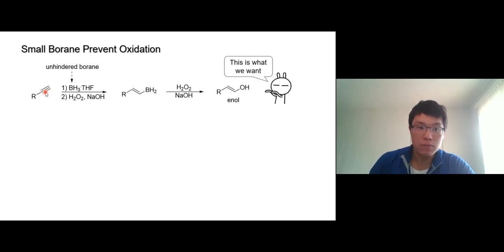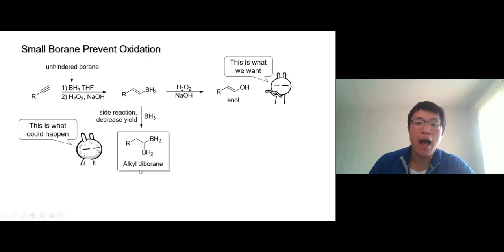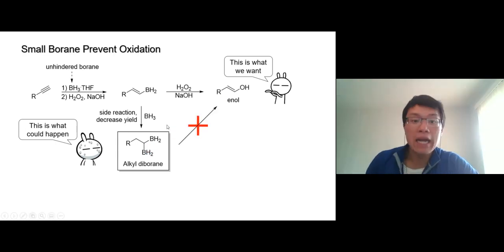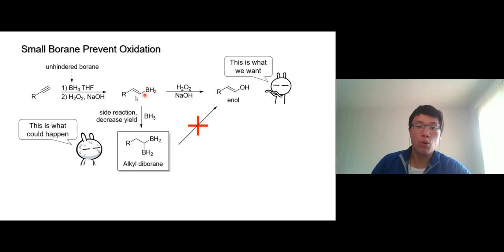An alkyne has two pi bonds, right? Both pi bonds can react with borane. So this is the first interaction with one molecule of borane. Another pi bond can do the same thing to form an alkyl diborane. And this alkyl diborane cannot convert to the enol form. This is the side reaction that pulls the intermediate away. So you're not going to get a lot of product here. So you get less of the final product.